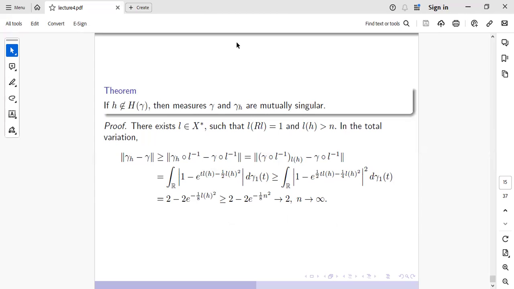Okay, so next time we will continue studying the properties of Gaussian measures, and we will consider also some properties of the Cameron-Martin space and 0-1 laws.